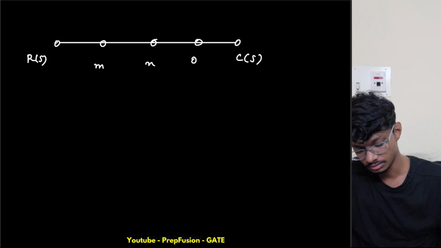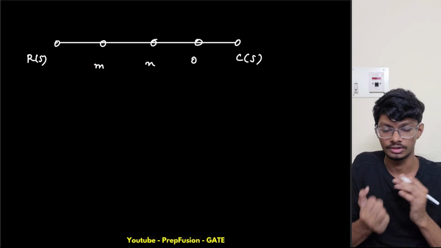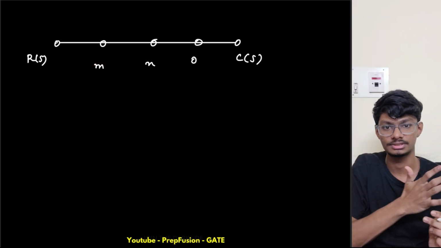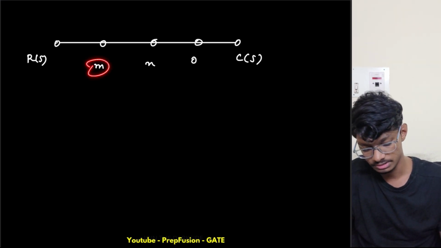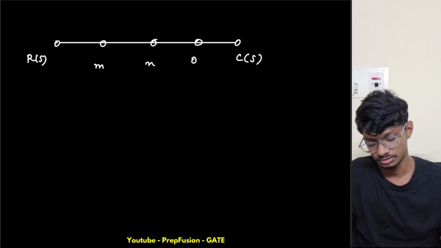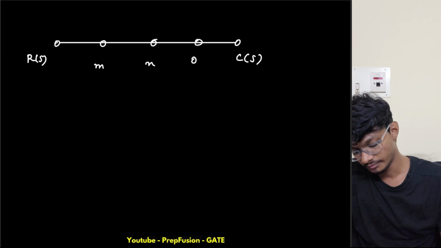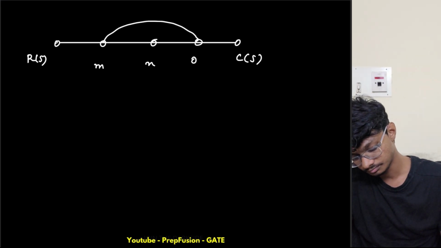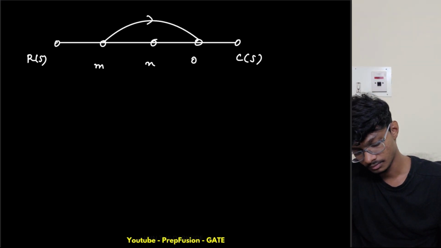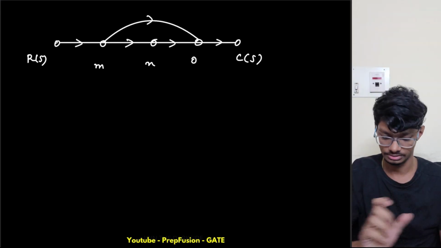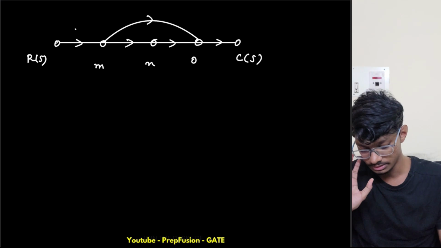C of S, and these are the nodes. I name the nodes whatever I like. You can name them A, B, C, D, whatever you like. I name that as whatever I felt like. So this is M and O. And we have another signal flow from here to here. So these are the flow directions, and for now, let's say these are the gains only.